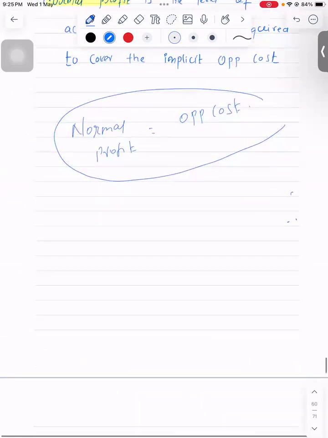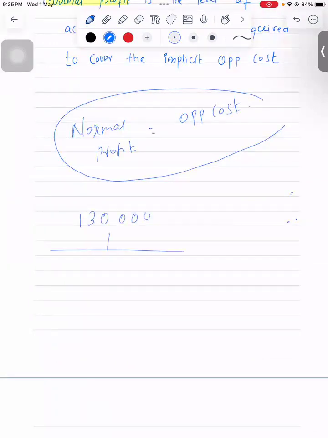Now let's say you are making 1,30,000 in the first month of business. Now tell me what will be your normal profit and what will be your economic profit. This is your accounting profit, 1,30,000 you made in the first month of business. Calculate economic profit. Right, 1 lakh normal profit. So you are making now 30,000 extra over and above 1 lakh. That will be your economic profit.